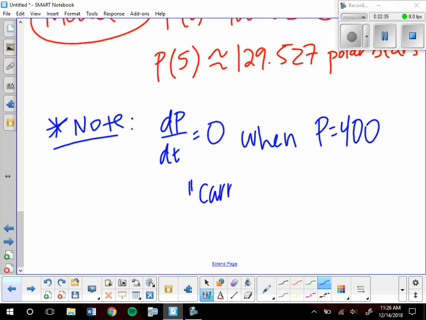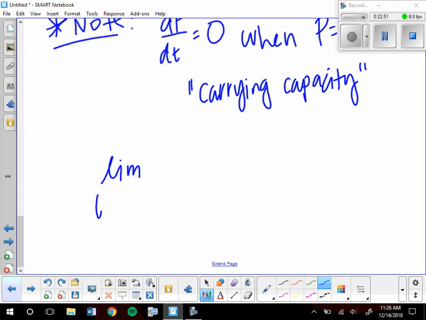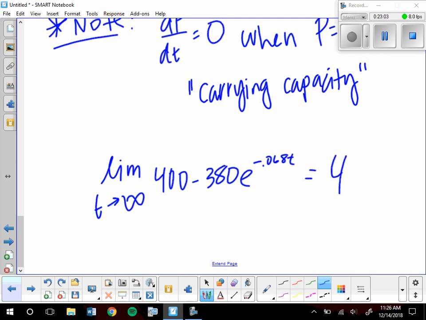We call this the carrying capacity. When there are 400 polar bears in Phil's backyard, the population is going to stop growing. Another way we can write that is that the limit as t goes to infinity of our function 400 minus 380 e to the negative 0.068t equals 400. As time goes to infinity, that population is going to approach 400. Phil can only fit 400 polar bears in his backyard.